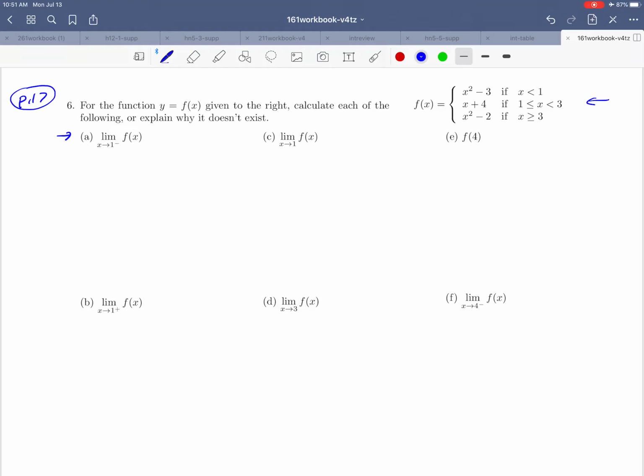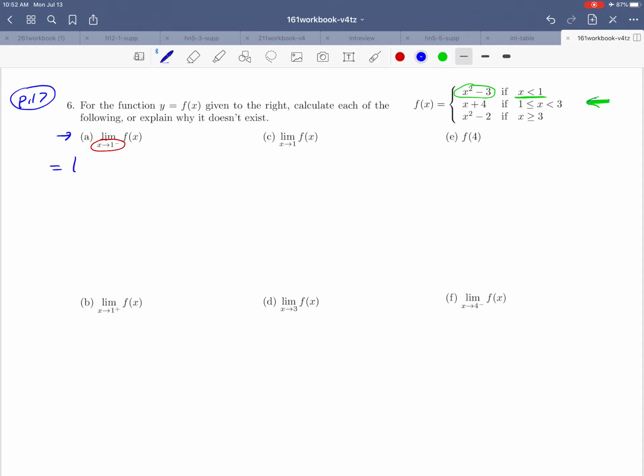The limit as x goes to 1 from the left-hand side of f of x. To do that limit, we have to decide which of the three formulas we want to use. So pay attention here to what we're approaching. We're approaching 1 from the left-hand side, which means we're talking about x values that are a little bit less than 1. Which of the three branches in our function over here to the right would work for x values that are a little bit less than 1? Well, if you think about it, that's going to have to be this one, where x is less than 1. That tells us that what we want to use is x squared minus 3.